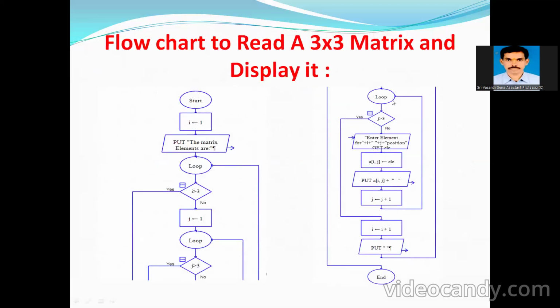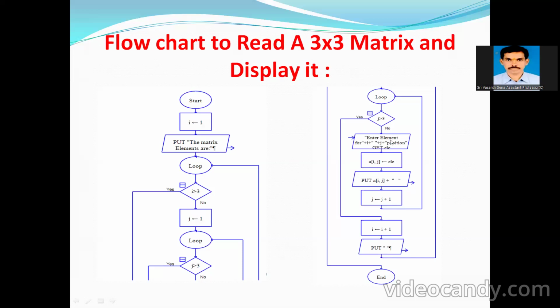Flowchart to read a 3 by 3 matrix and display it. So for the matrix elements here, i is 1, and we are reading the elements A[i,j]. The matrix here in Raptor is i, j: i row and jth column. After the element is read, I am incrementing the inner for loop by j = j + 1. At the end of this, I am incrementing the outer for loop, i = i + 1. At the same time, I am displaying the elements here. So I am using two for loops. The outer for loop represents the rows and the inner for loop represents the columns.